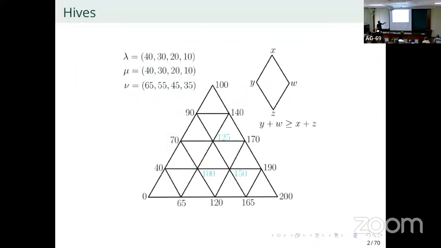So I want to start with what a hive is. A hive is a combinatorial gadget. It's a pattern of numbers. So you have an equilateral triangle like this, subdivided n times, and you write numbers on the boundaries in such a way that their piecewise linear extensions are concave.